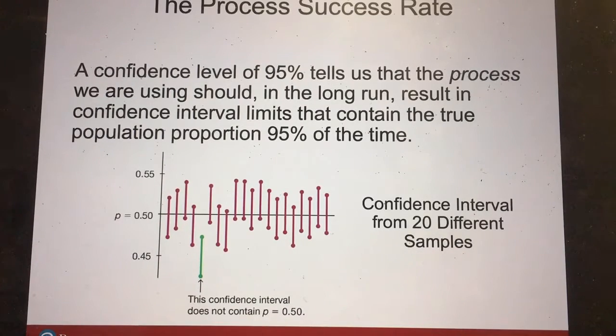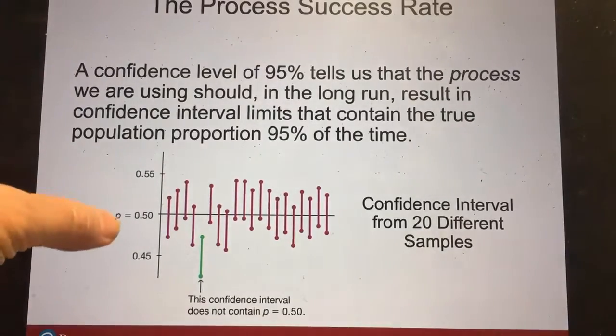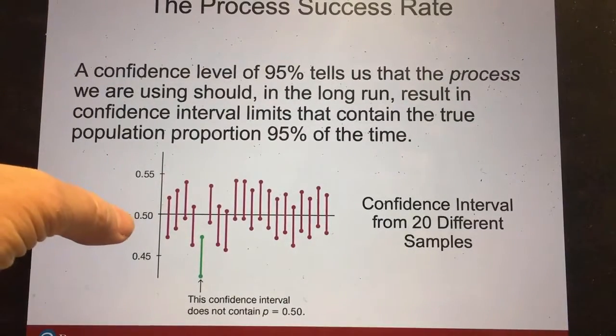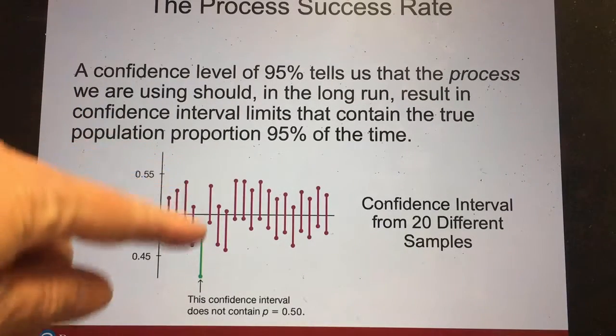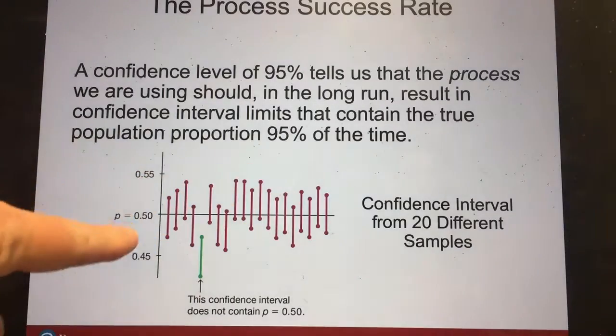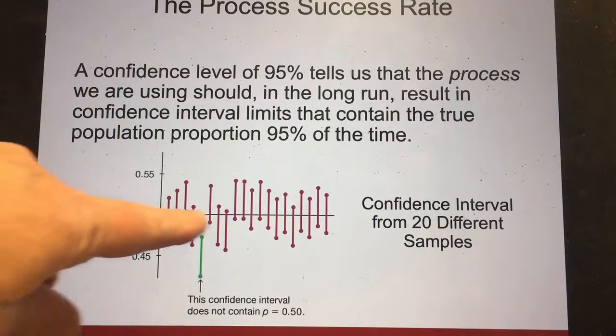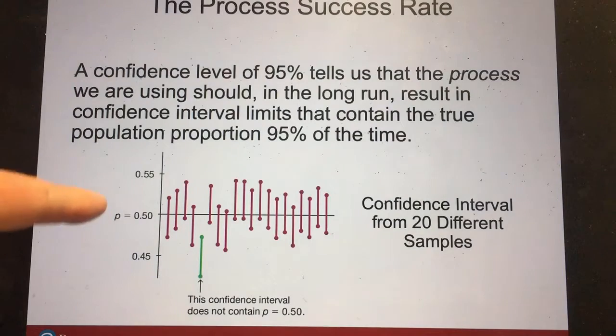A confidence level of 95% tells us that the process we are using should, in the long run, result in confidence interval limits that contain the true population proportion 95% of the time. So the population proportion here, in this case, is 0.50. And as we have these intervals, notice we're hitting that population proportion in that region 95% of the time.